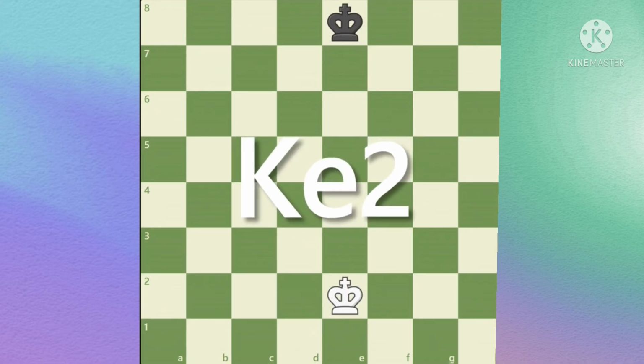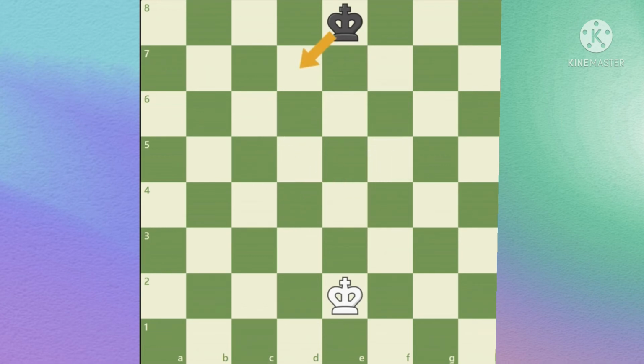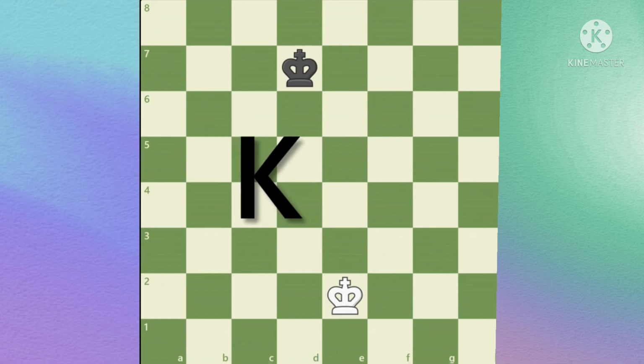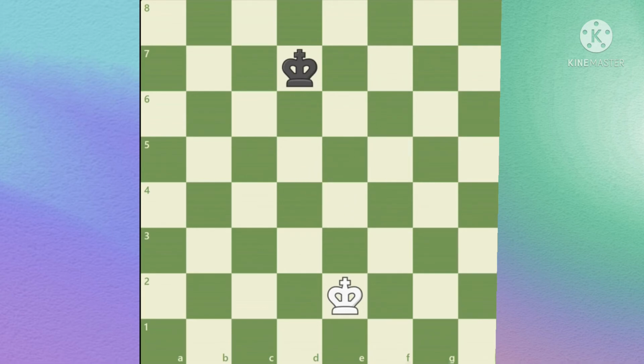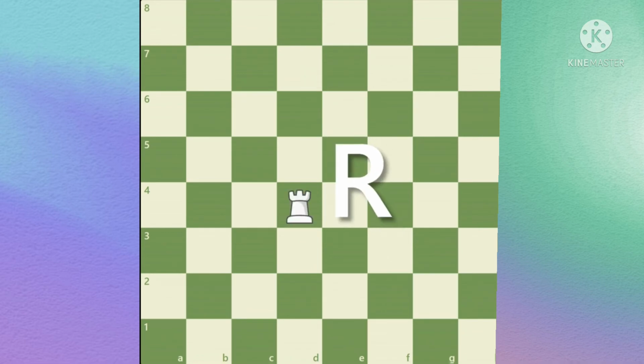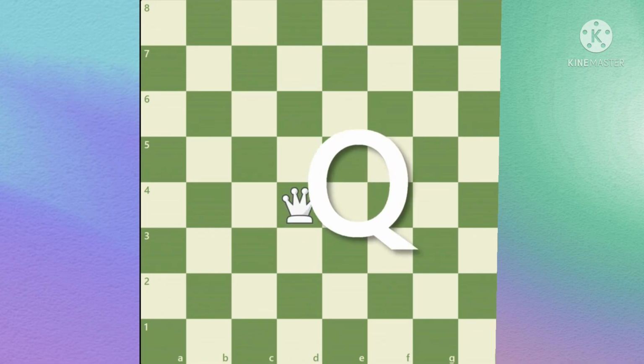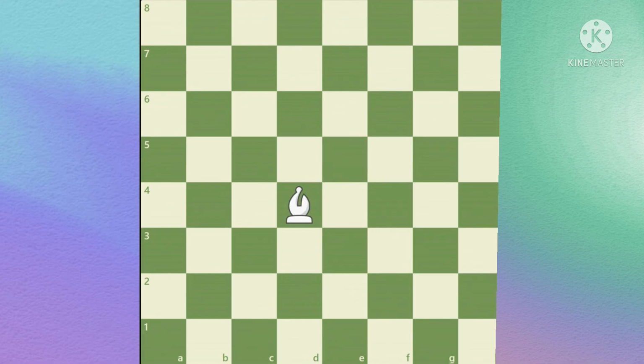Let's say black wants to play king to D7. In this case, it's the same idea. Capital K, lowercase D7. So piece, then square. K, D7. We will use the same idea for all the other pieces. The rook is a capital R, the queen, a capital Q, the bishop, a capital B.